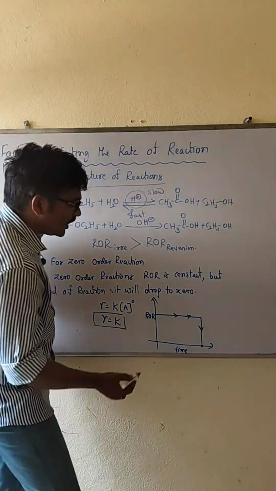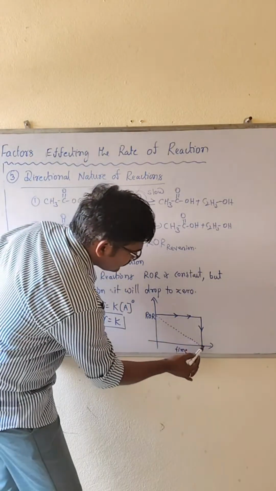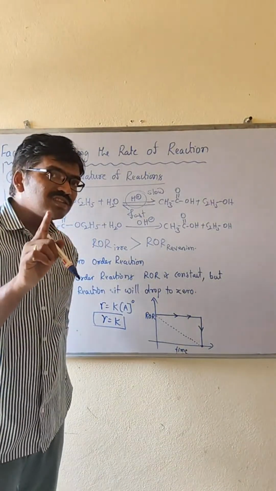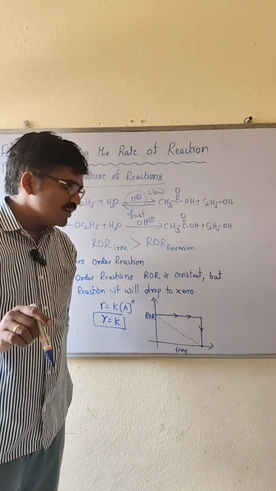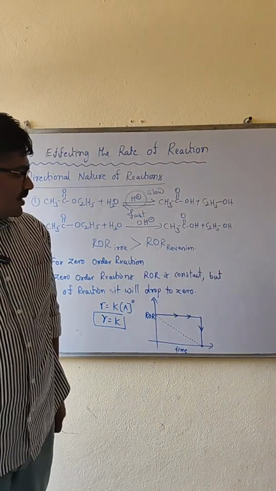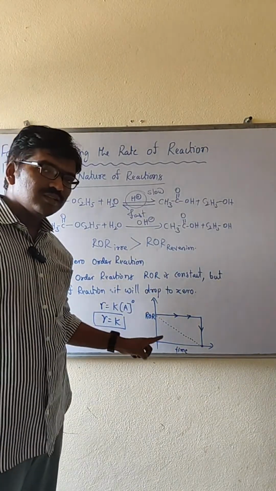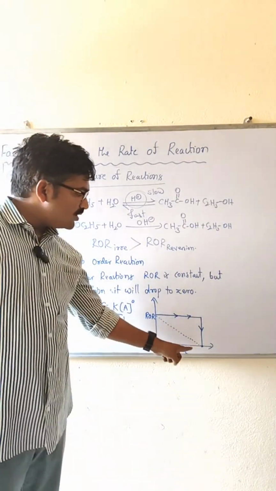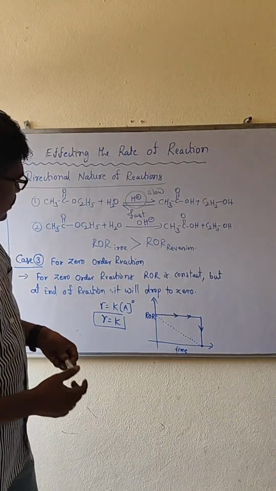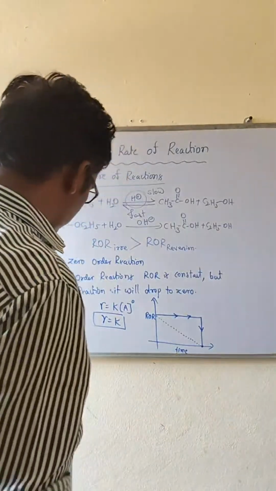But if you take concentrations, definitely the concentrations decrease. The decrease in the concentration of reactant for zero order reactions is in a linear manner, I told. For other order reactions, it decreases in an exponential manner. For zero order reactions, the rate of reaction is constant, then at the end of the reaction, it drops to 0. All these you have to remember, my dear students. So this is the directional nature of reactions.